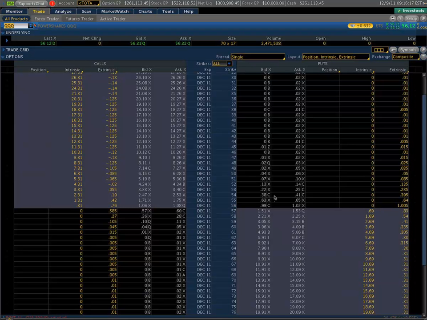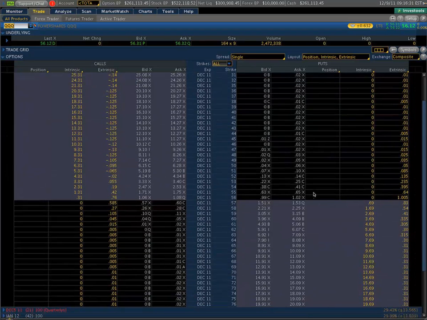Let's talk about put options. A put option gives the owner the right but not the obligation to sell a specific security at a set price during a set period of time. Exactly the same as a call, the only difference being that the owner of a put option is looking for the Qs to decline in price, and that's how they would make their money.